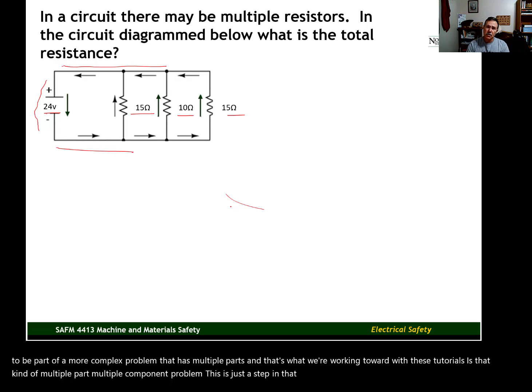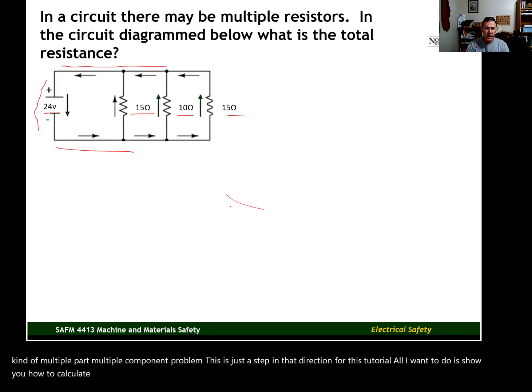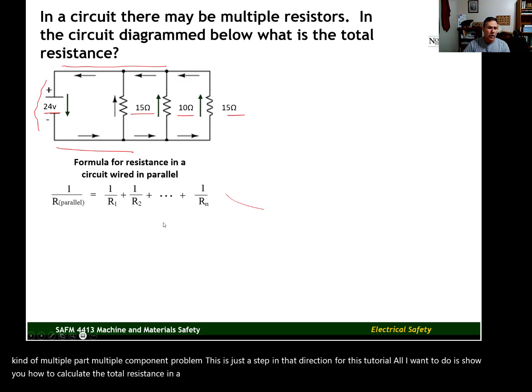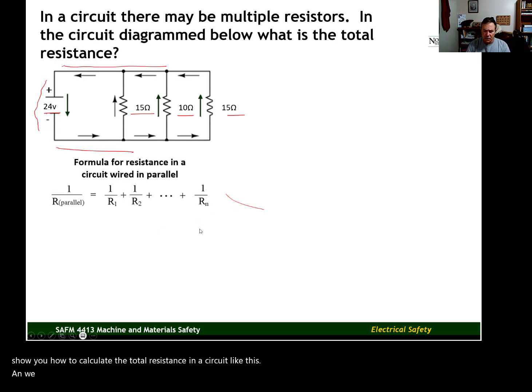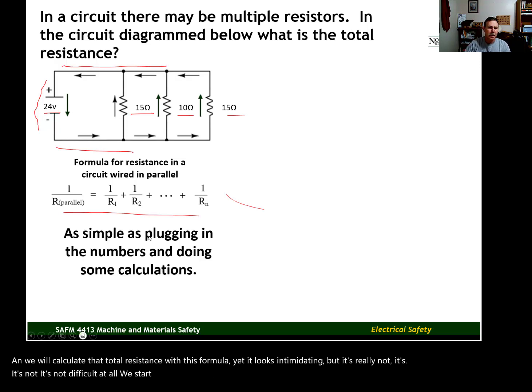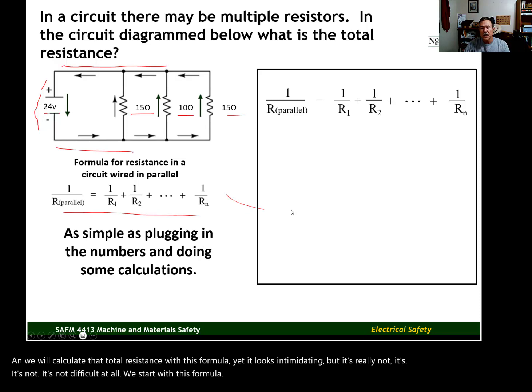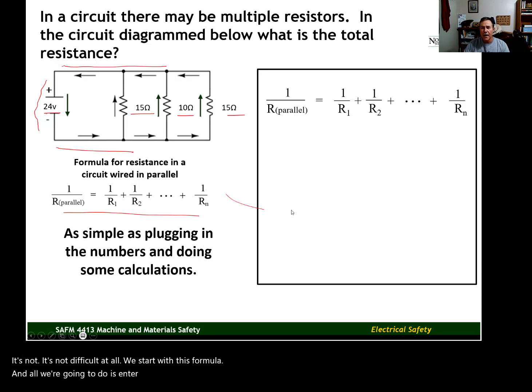For this tutorial, all I'm going to do is show you how to calculate the total resistance in a circuit like this. And we will calculate that total resistance with this formula. Again, it looks intimidating, but it's really not. It's not difficult at all. We start with this formula, and all we're going to do is enter the numbers in this formula and then do the simple calculations that are involved.